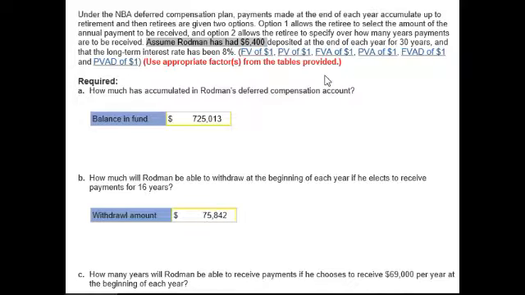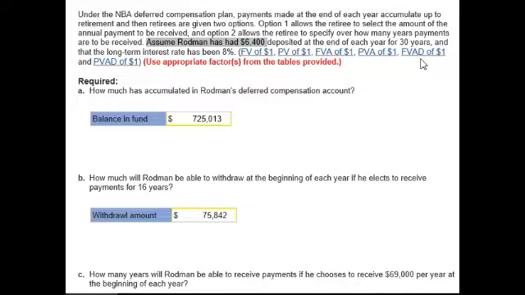Since this amount is being deposited at the end of each year, I'm going to use annuity table, just regular annuity table, not annuity due table. Again, annuity table is being used when the cash flows go in and out at the end of a period. If cash flows occur in the beginning of a period, then you will use annuity due table.